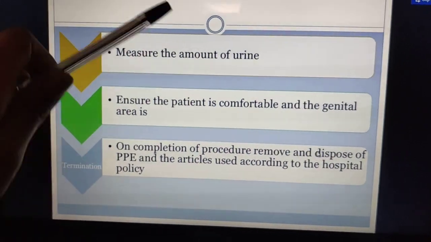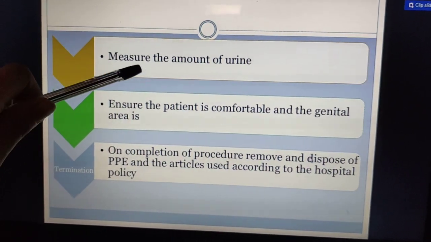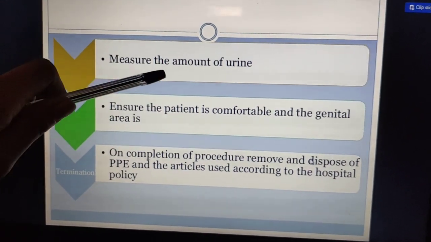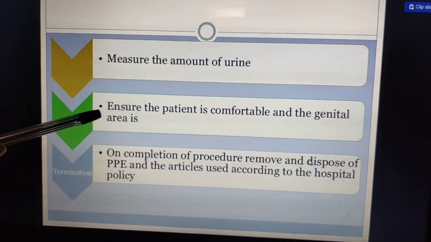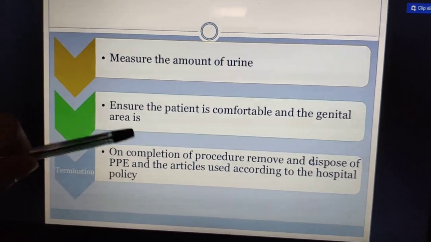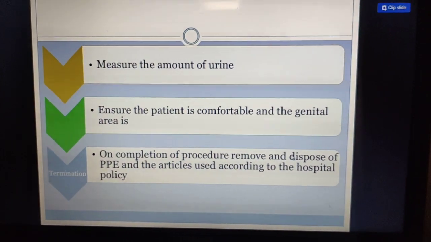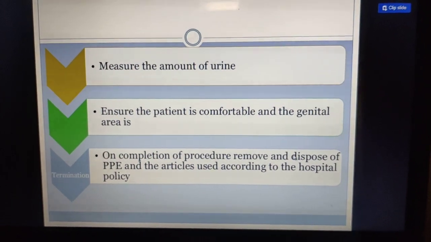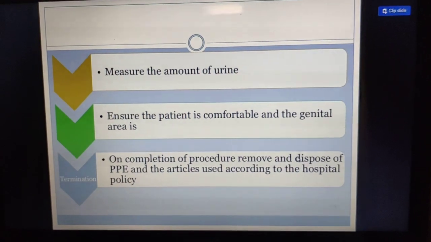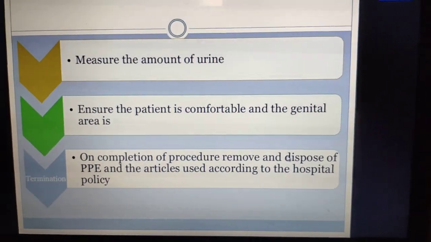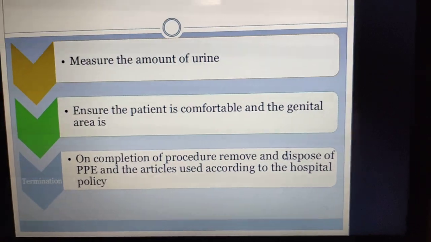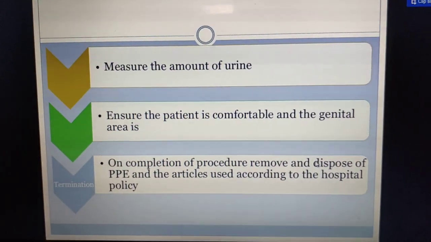Then measure the amount of urine. After insertion you will get the urine in the bag. Just measure how many ml there are. Then ensure the patient is comfortable and the genital area is hygienic. On completion of the procedure, remove the disposable personal protective equipment and discard the articles used according to your hospital policy.